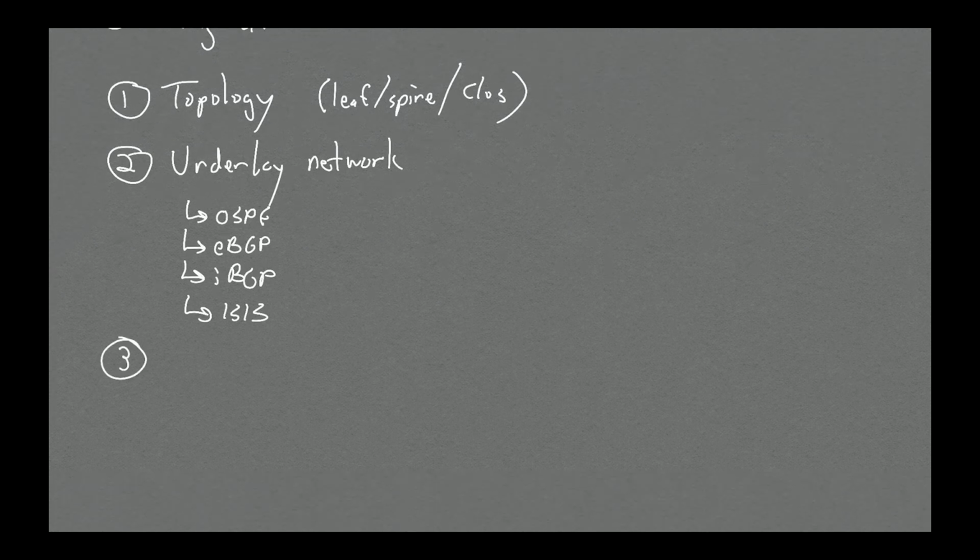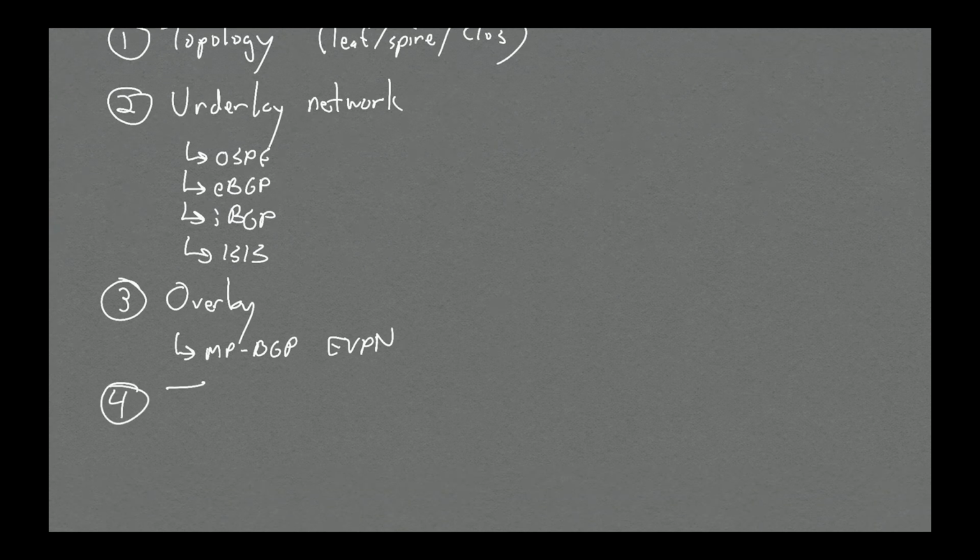Number 3, we're going to need the overlay. And this is only one protocol, that's MPBGP. So this part right here is replacing the flood and learn capabilities that we have with normal layer 2 switching, or the previous style of VXLAN, which could either use multicast or head-end replication or ingress replication, depending on how you call it. But with EVPN, we're going to be using MPBGP EVPN. So that's the overlay.